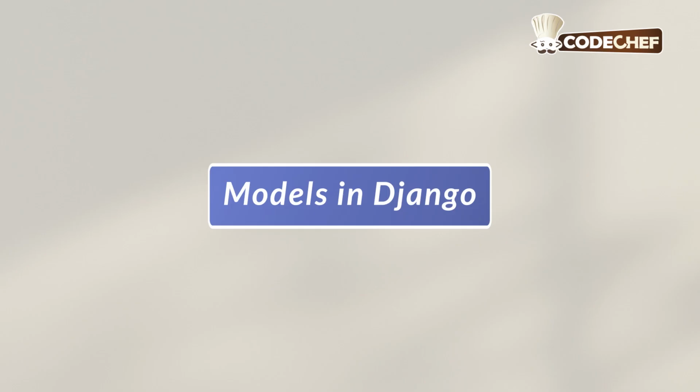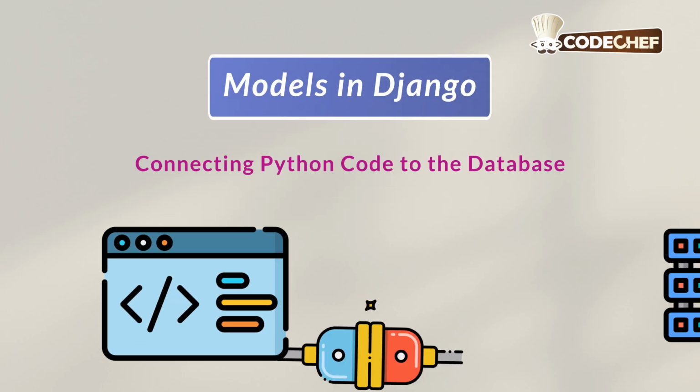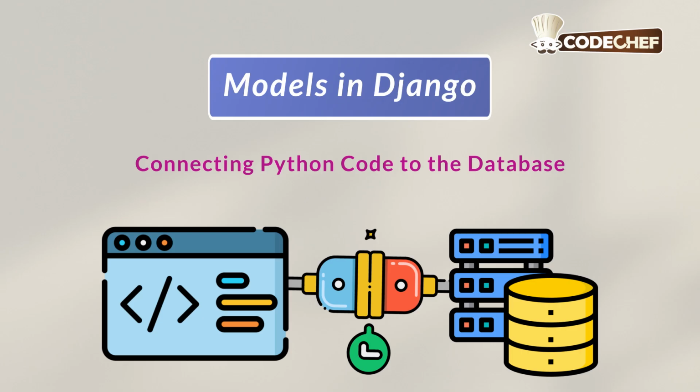In Django, models are one of the most powerful features. They act as a blueprint for your database. Instead of writing SQL statements manually, you simply write Python classes and Django takes care of creating and managing the database tables for you. Now let's look at what models are.